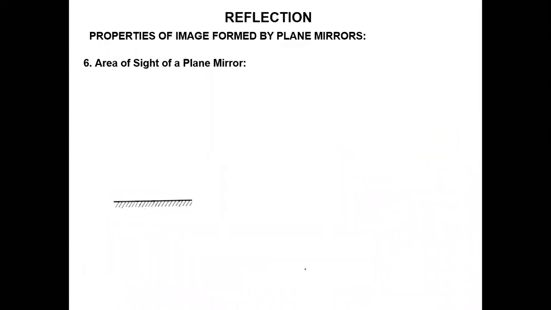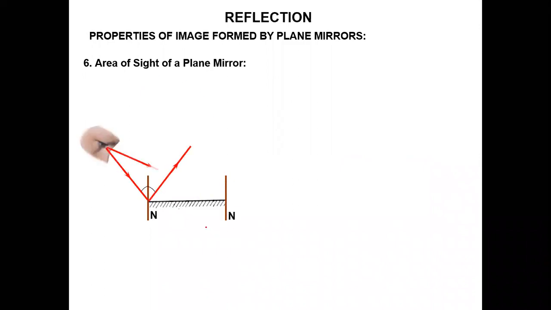So let's continue then. Area of side of a plane mirror. If you want to find the area of the side of the plane mirror, you're going to send rays at the beginning and at the end of the plane mirror. Again, there should be a normal, and you're going to see the reflection rays over here. This is going to be the area of the side. Between the two reflection rays, there is going to be the area of the side.